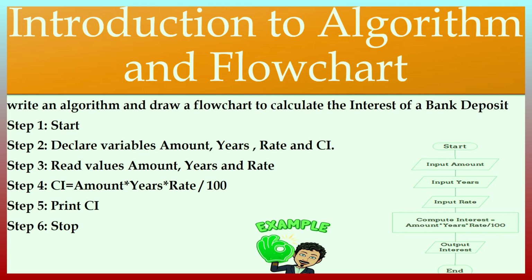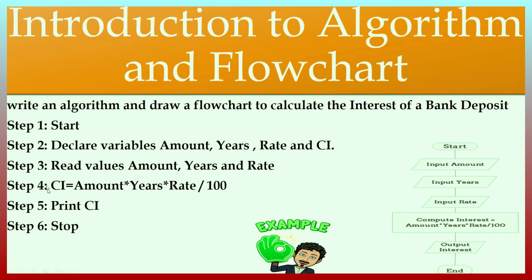Let me explain it again. Step 1 starts with start. Step 2, you want to declare the variables you're going to use: amount, years, rate, and compound interest. Step 3, you want to get the values from the user. What are the values you need? Amount, years, and rate.